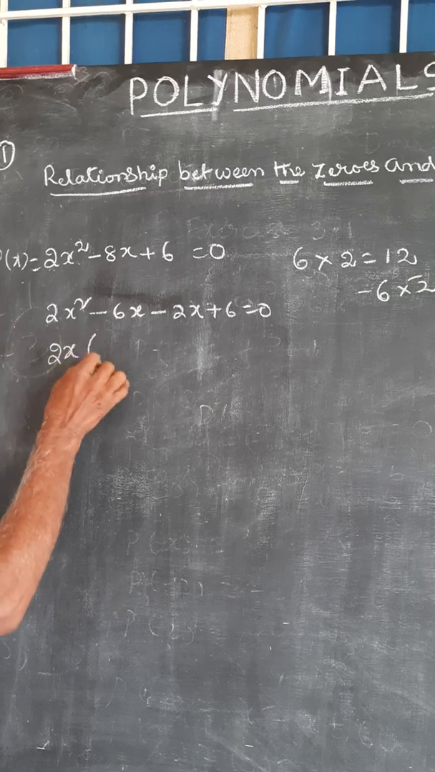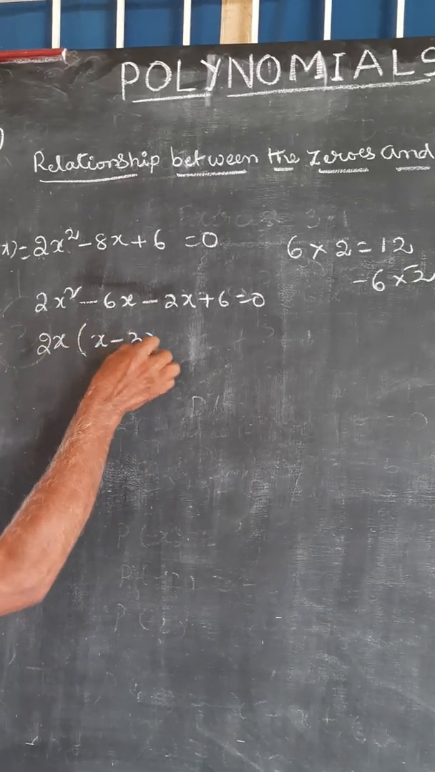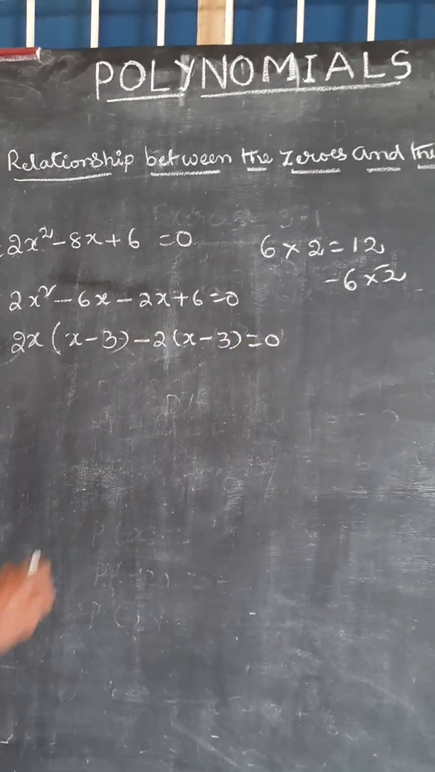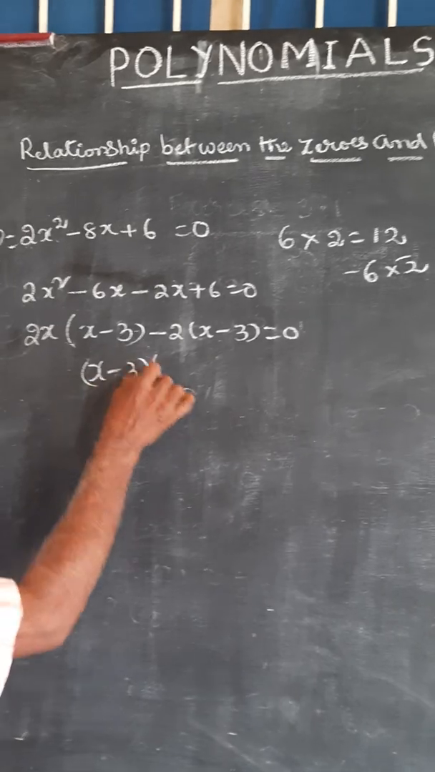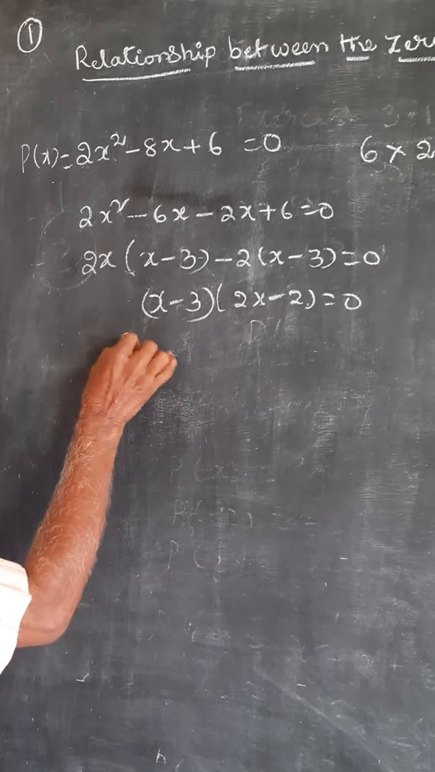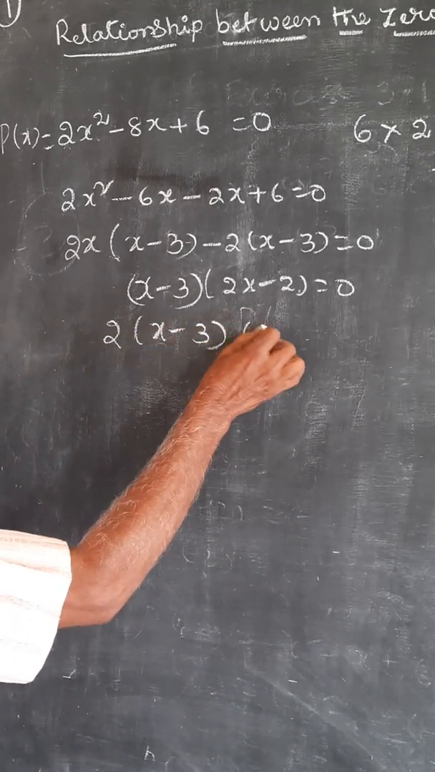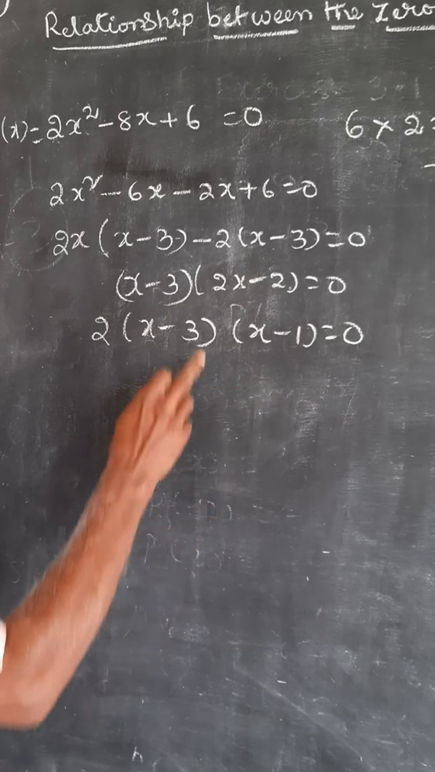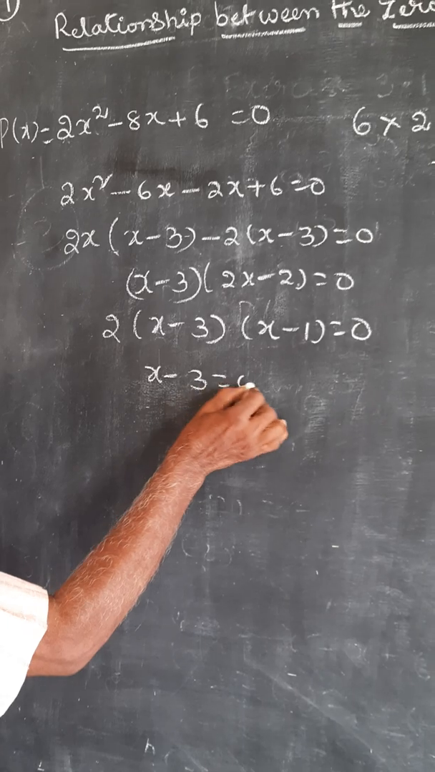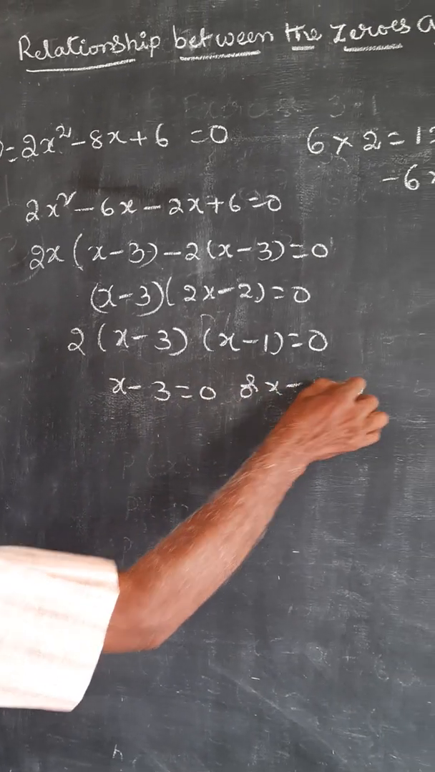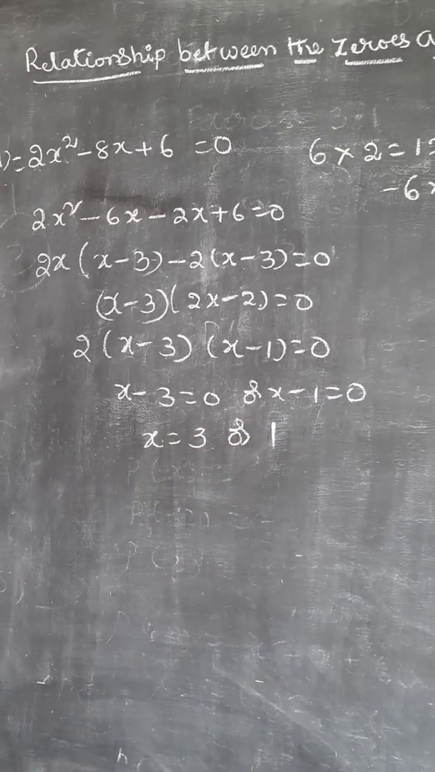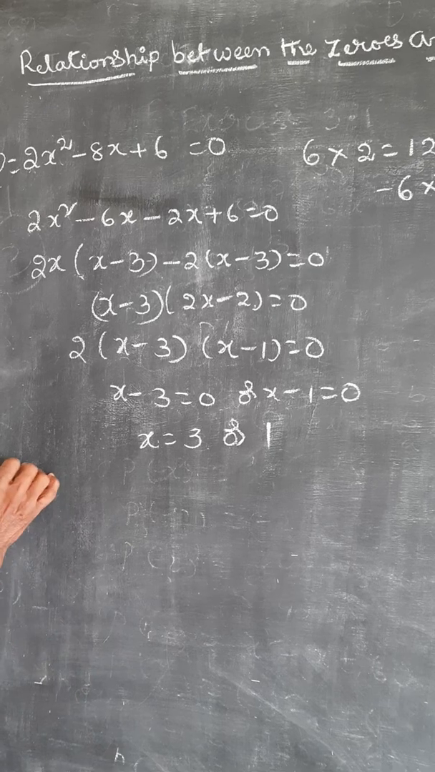Take 2x common: 2x(x - 3). Next take -2 common: -2(x - 3) = 0. The common factor is x - 3, and the other factor is 2x - 2, so (x - 3)(2x - 2) = 0. Taking 2 common again, 2(x - 3)(x - 1) = 0. So either x - 3 = 0 or x - 1 = 0, x = 3 or x = 1. So 1 and 3 are the zeros of the polynomial.